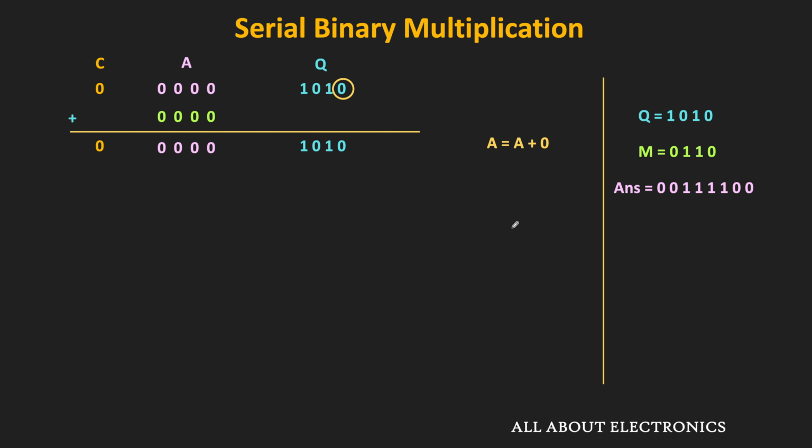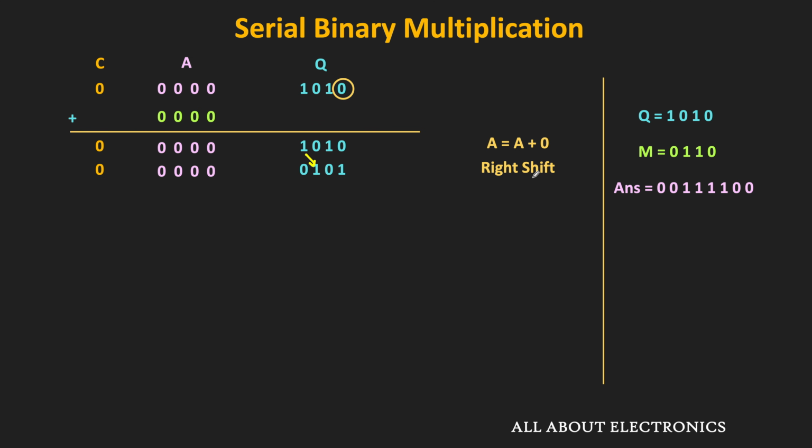And now, the logical right shift operation will be performed on the C, A and the Q registers. So as you can see, this 1 will come over here, and similarly, the other bits will be shifted to the right side by 1 bit position. So basically, this is the first add and shift operation. So similarly, 3 more add and shift operations will be performed.